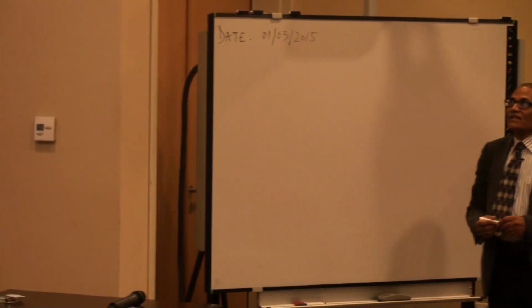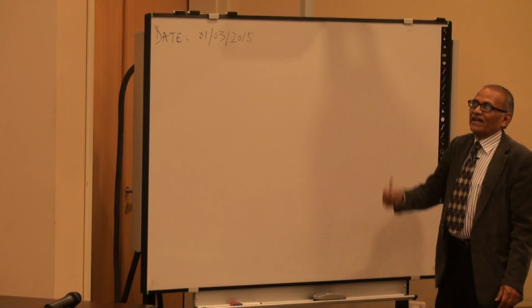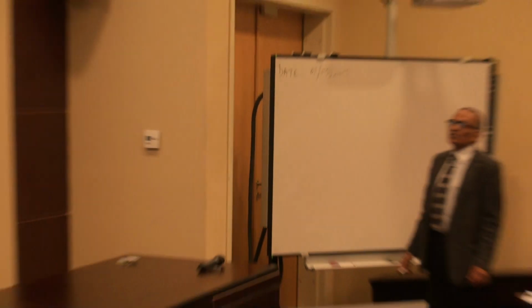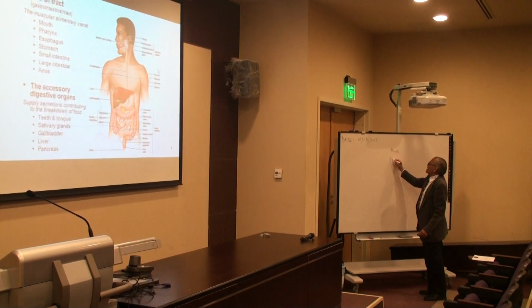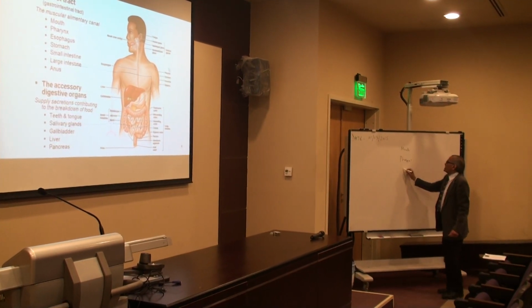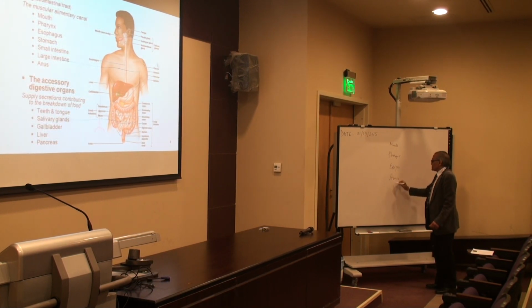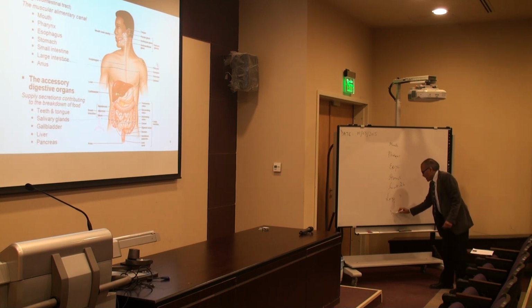Next slide please. Now, two portions of this system. One is the proper digestive tract, which consists of the mouth, pharynx, esophagus, stomach, small intestine, and large gut or intestine. Now it will end in the last portion, the rectum and anal canal.